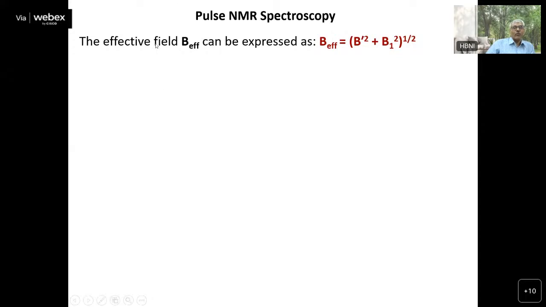Before we do that, I will just again remind you about B effective. B effective is the combination of the reduced field, B prime, and the B1 field, which is generated from the radio frequency. This is your vector addition. Again, as I have discussed, this B effective will take a position in the coordinate system depending on the values of B1 and B prime.